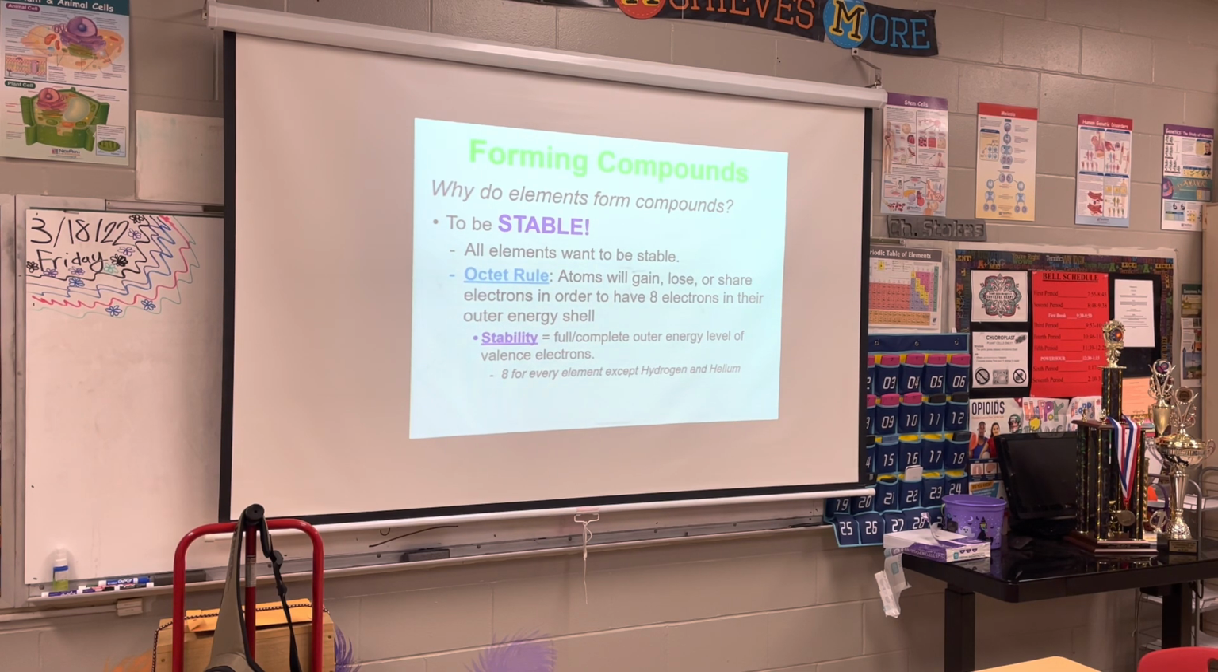All elements want to be stable. You know, they don't want anything really. They don't have a mind. But we kind of talk about these things as though they're living or something. Elements want to be stable just, I guess, energetically. It's easier to exist at a lower energy state.